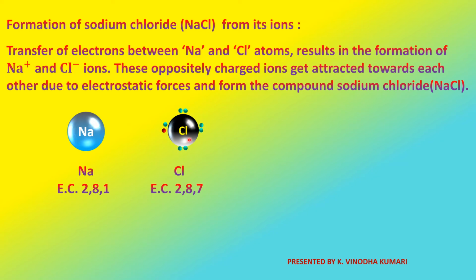Whenever sodium loses 1 electron, it forms Na plus. And the chlorine, after gaining the electron, forms Cl minus. So there exists an electrostatic force of attraction between the oppositely charged ions, and it forms the compound called sodium chloride. Okay, so this is the ionic bond. That means the ionic bond exists between sodium and chlorine due to the transfer of electrons from sodium to chlorine. Now we'll see the next example.